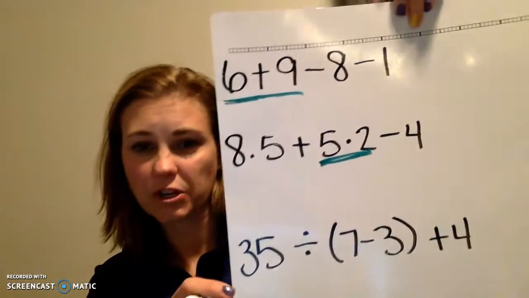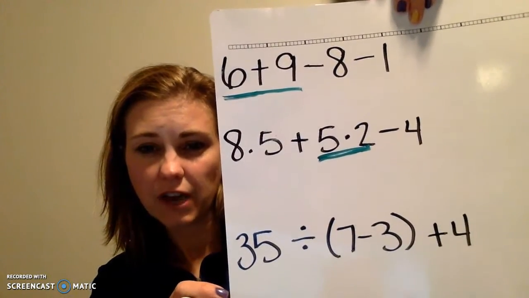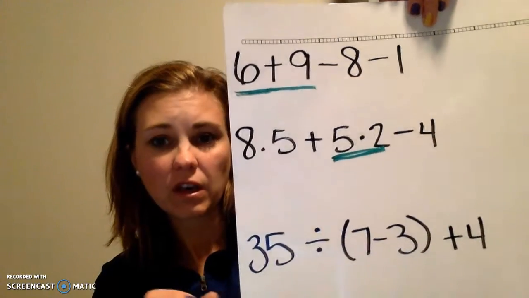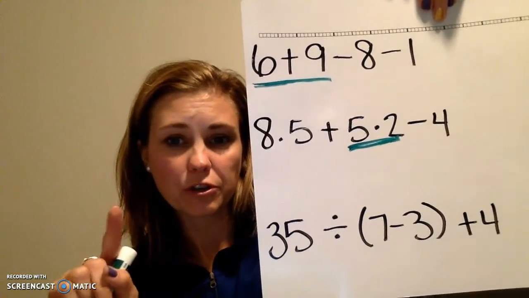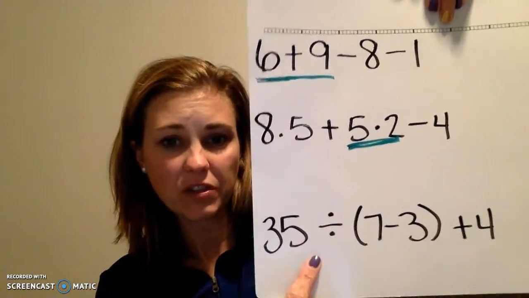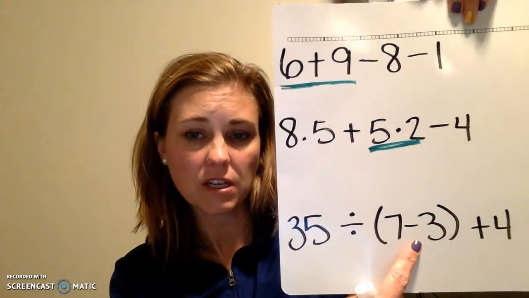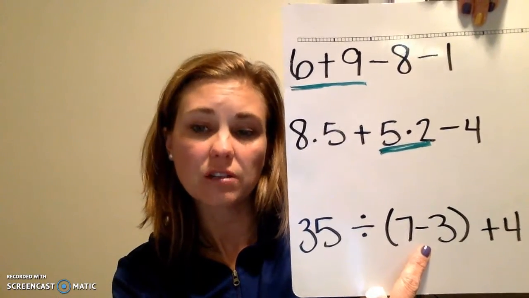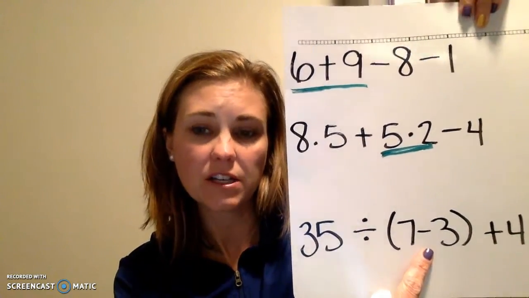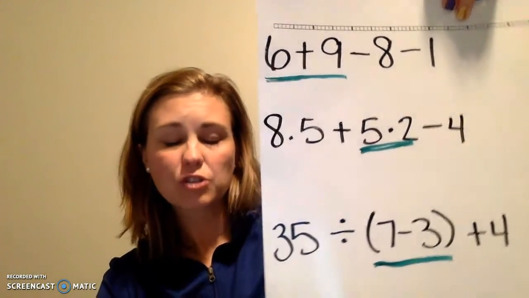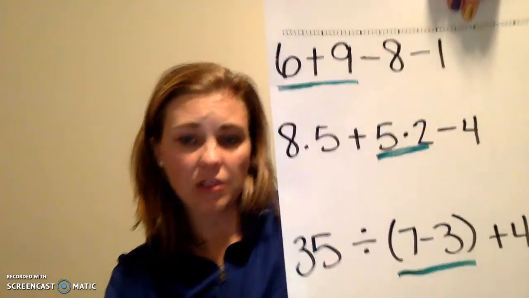Our next expression is 35 divided by (7 take away 3) plus 4. Now, we have to remember our first rule is parentheses, and we have parentheses right here. But inside our parentheses, our operation is subtraction. It is not addition. So 7 take away 3 would be the very first operation we do. So the answer would be no. Addition is not the first operation we do in that one.